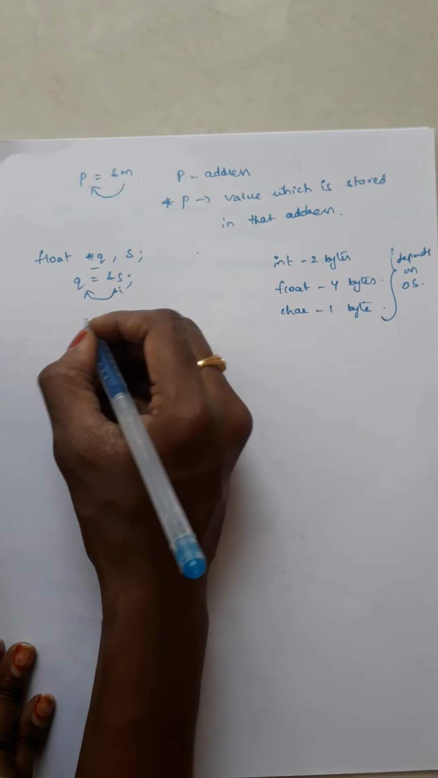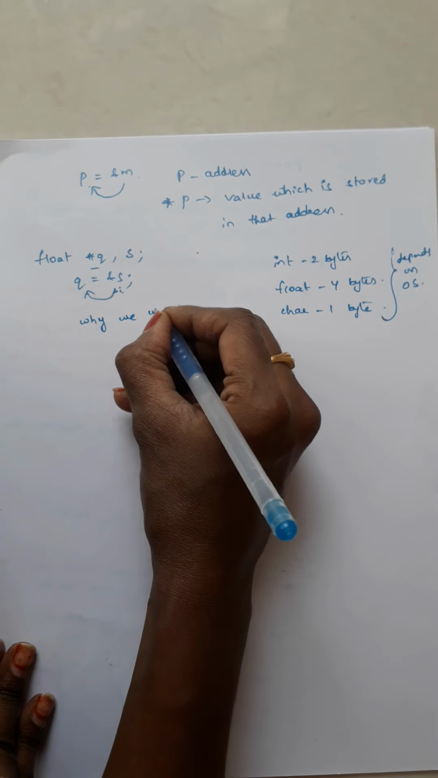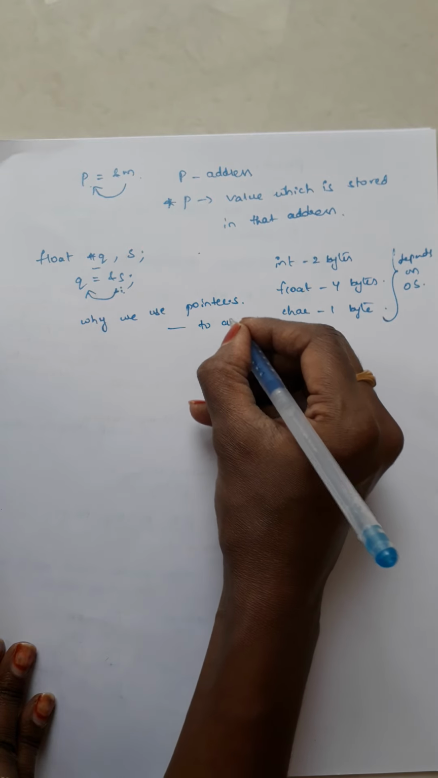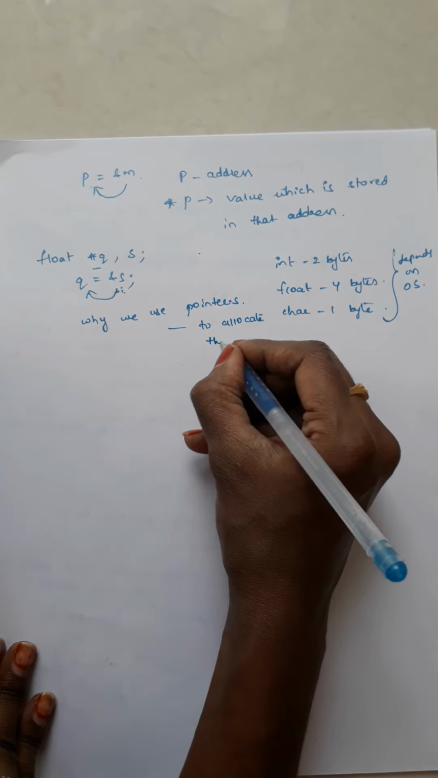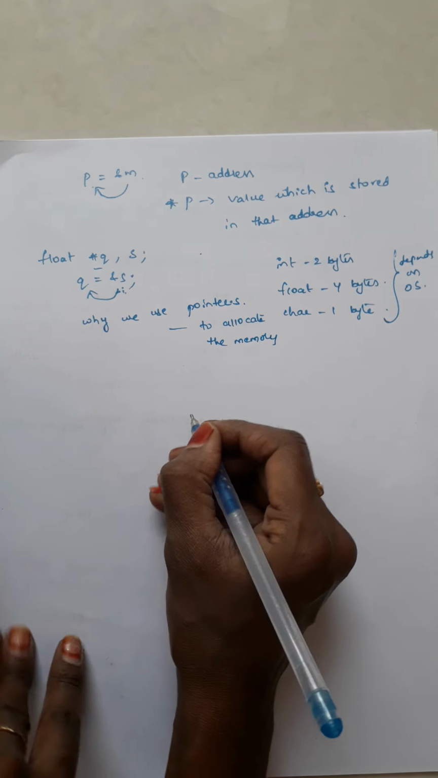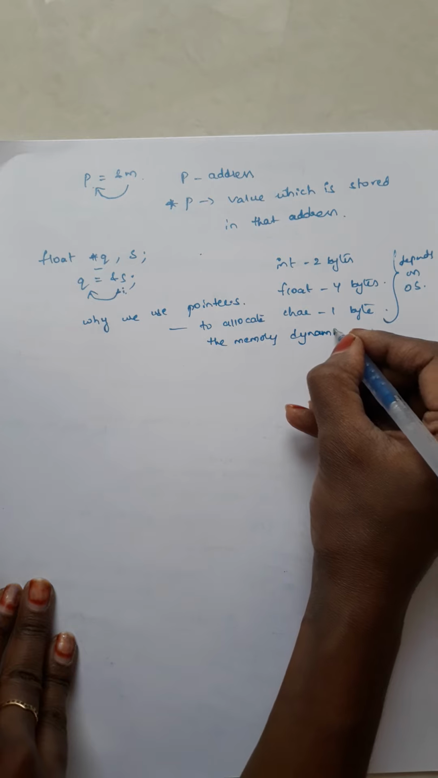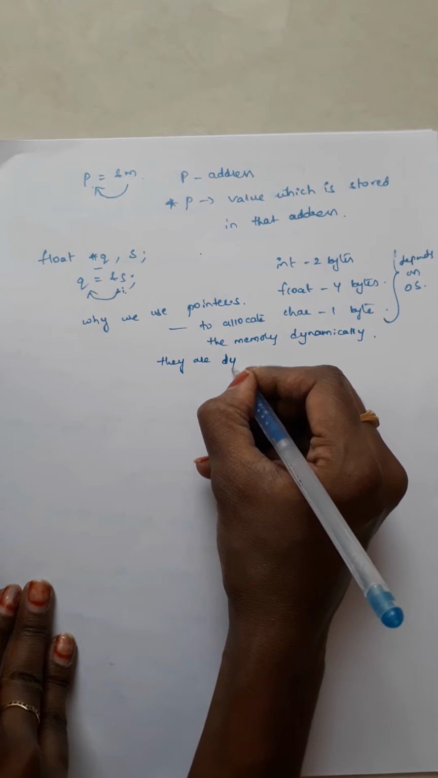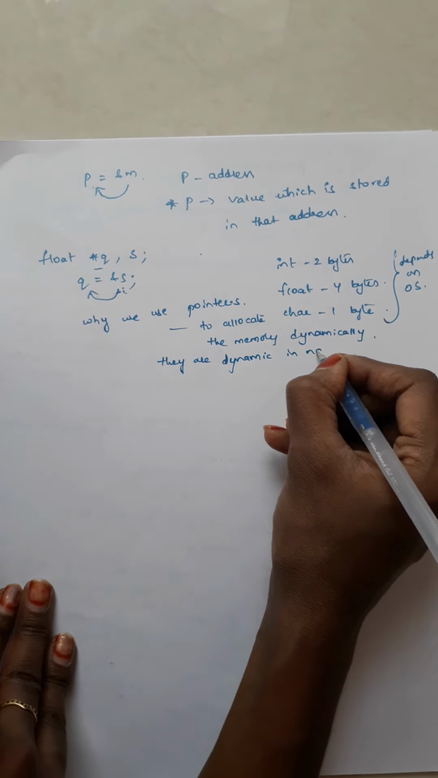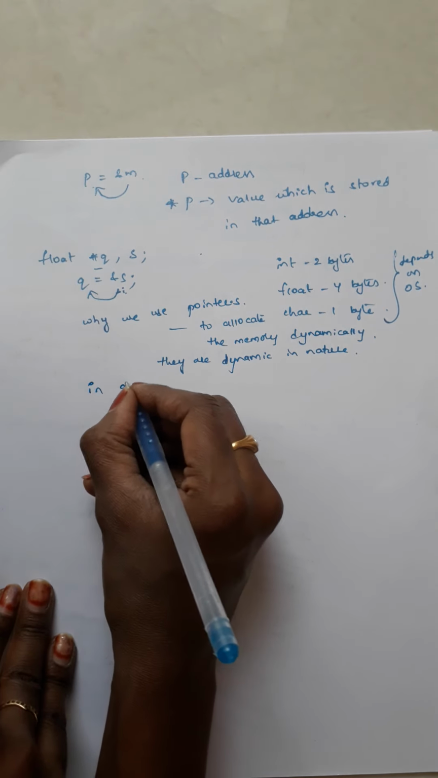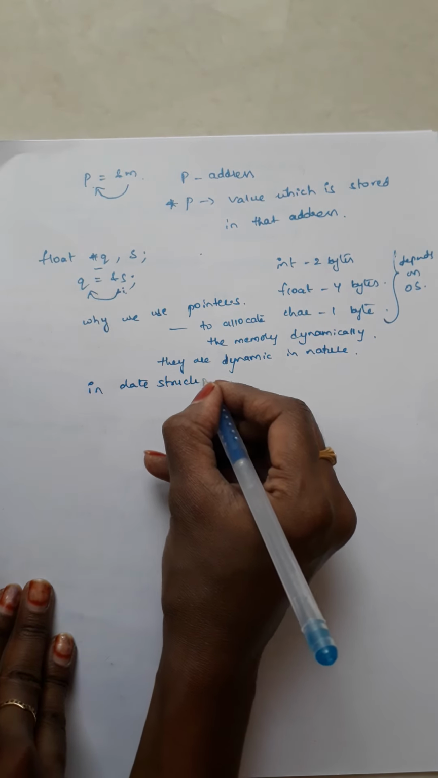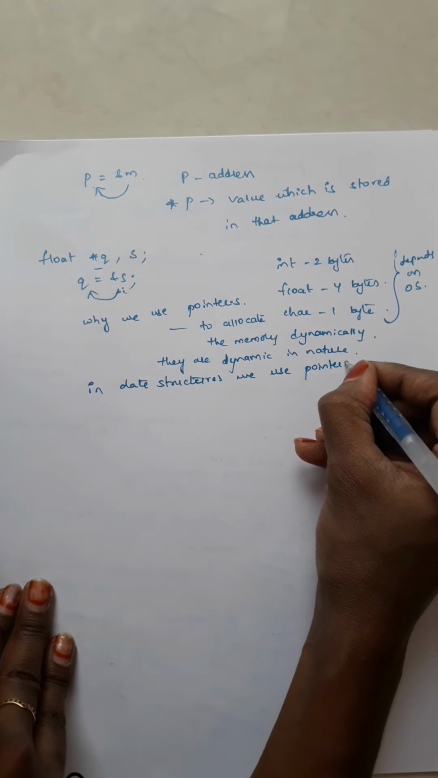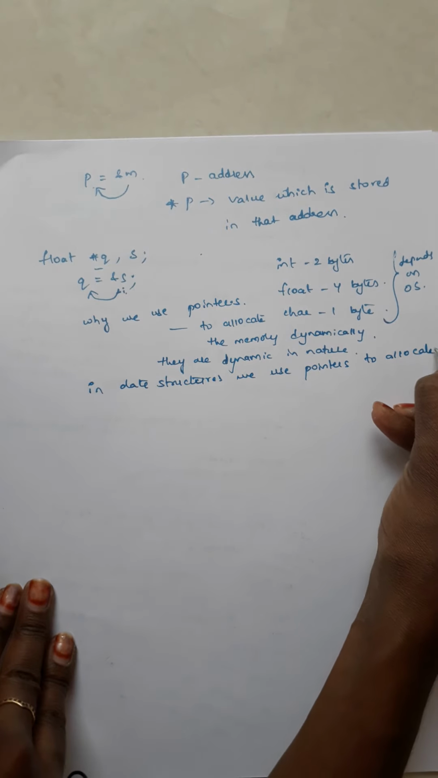Now, why do we use pointers? Why do we declare pointers? Because we want to allocate memory dynamically. That's why we use pointers, because they are dynamic in nature. In data structures we use pointers to allocate the memory dynamically.